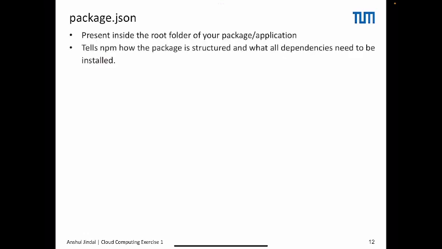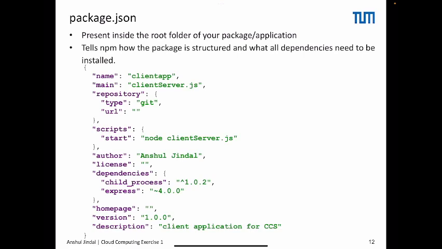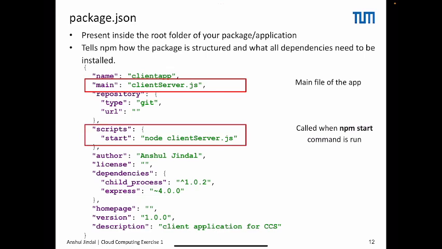As I mentioned earlier, there is a package.json file. It's always present inside any application which you are building in Node.js. It tells how the package or application should be structured and what dependencies are to be part of the Node.js application. On top, you can specify the name of the application, then the script. If I run npm start, this script would be called, which is node, and then the main file of your application, like when you run a C++ program there's a main program. Over here it would be node client server.js, which would be the main file of your application.